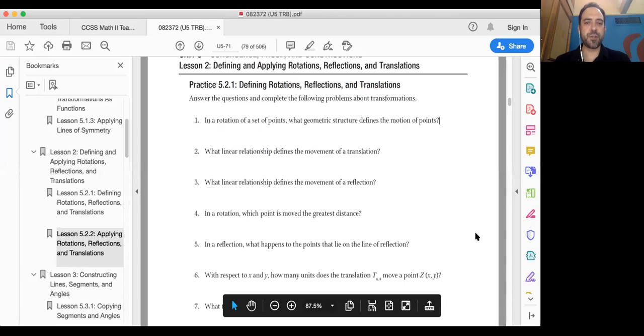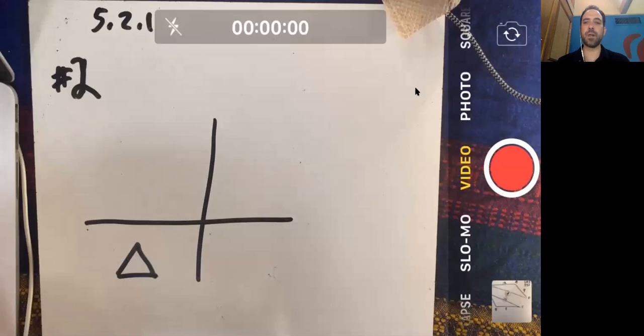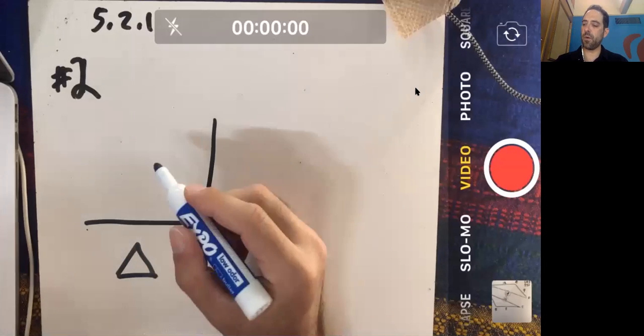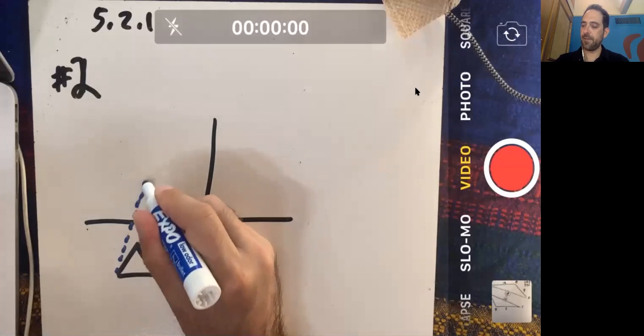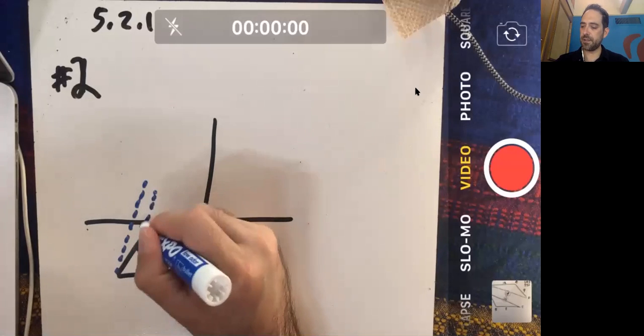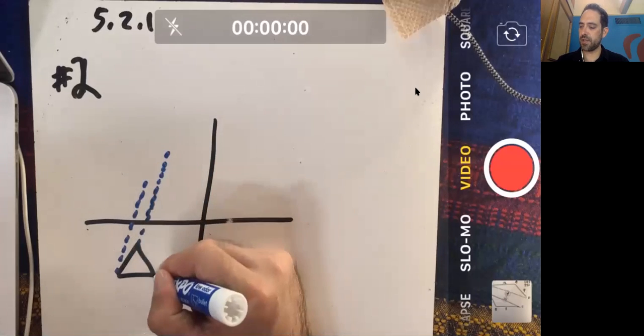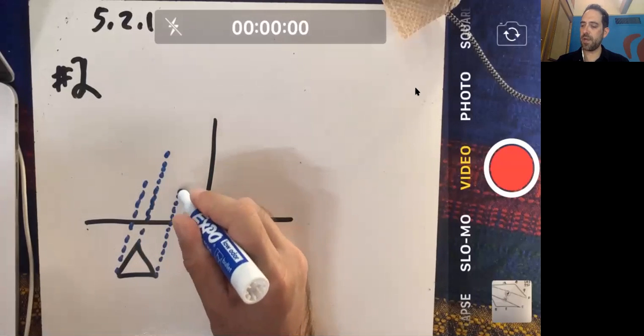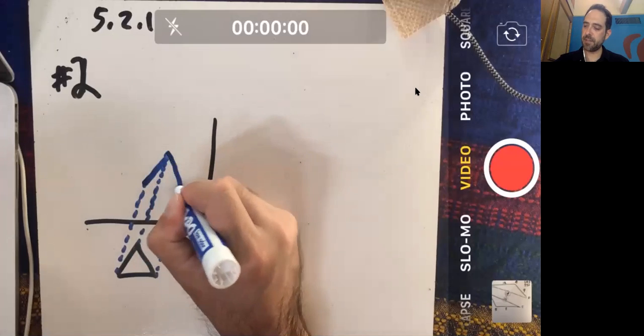All right, so now we're on number 2. What linear relationship defines the movement of a translation? Again, a translation, just think of it this way. A translation is like different words for the same object in different languages. You translate it, it's the same shape, it's just been moved to another position. So if I was translating this up and to the right, I'm just going to show you that this is a translation that occurred. I'm going up and to the right to get this new image from my pre-image.